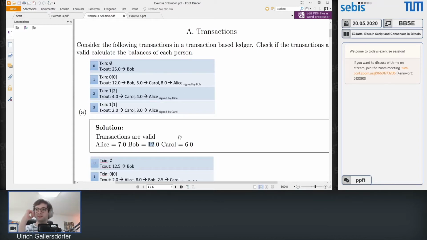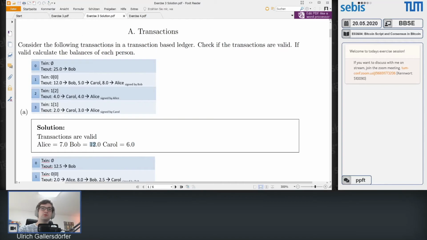Yeah, I have to think about how I want to share my iPad screen while having these transactions up there. How do we do that? Let me check if I can. Let's just make it like that.